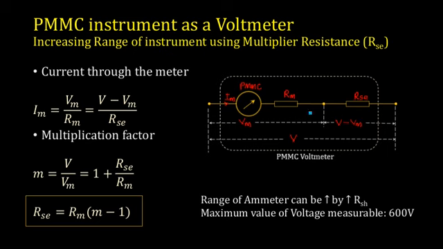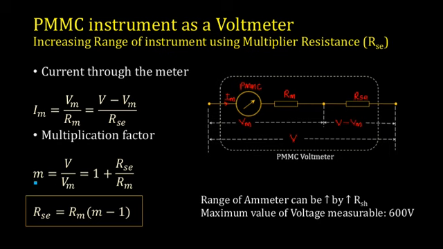Now the current through these two resistances is the same. So Im will be given by Vm by Rm, the permissible voltage across the instrument divided by Rm, which is the same as V minus Vm by Rsc. V is the total voltage to be measured. V minus Vm divided by Rsc gives you the current. So you are equating the current Im through the instrument: Vm divided by Rm equals V minus Vm by Rsc.